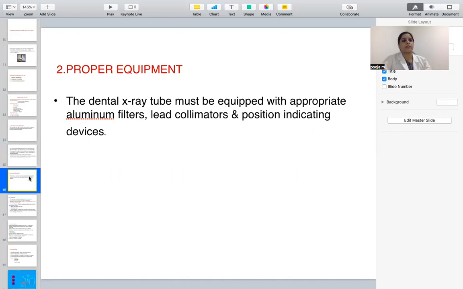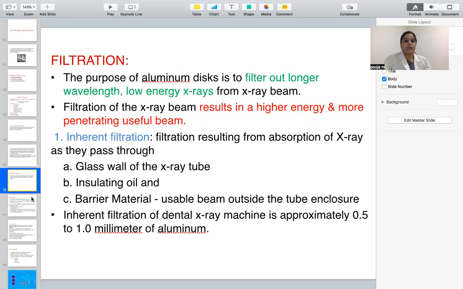So next thing is using proper equipment, that is use of filters, aluminum filters, lead collimators, and position indicating device. Under filtration, what exactly is filtration? So filtration is nothing but the use of an aluminum disc in your X-ray machine. The function of this filter is that it cuts out the longer wavelength and low energy X-ray photons from an X-ray beam.